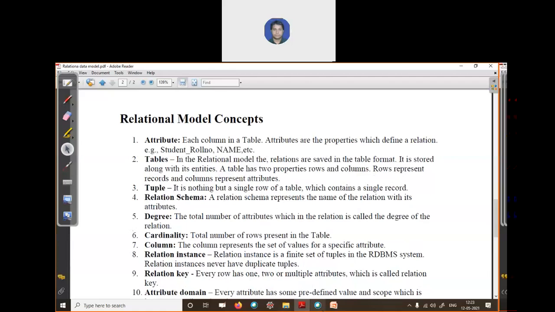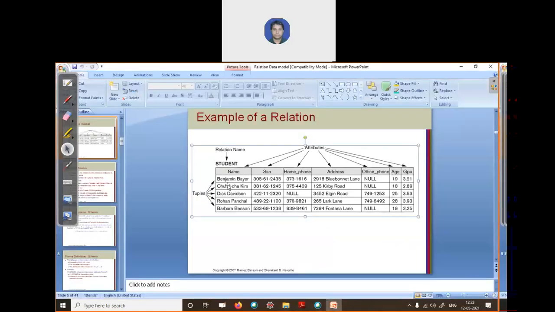Like here you can see this one record. Just consider it Rohan. This is one tuple, and this tuple shows the record of one student, Rohan. Or you can say this is one entity. Rohan is one entity, and these are the data elements of this Rohan entity.